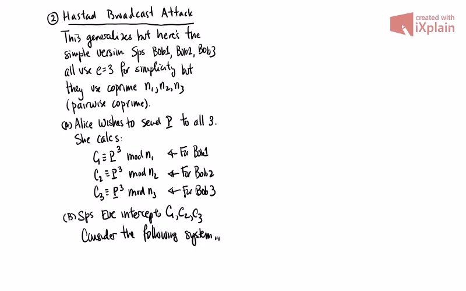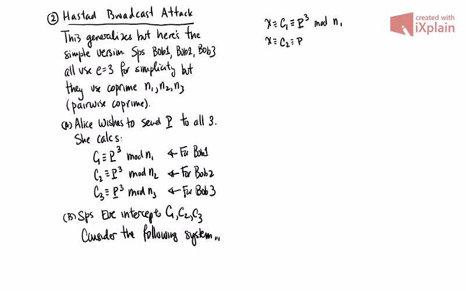So I'll put a variable in here. The system will be x is congruent to C1. Now, let me pause to say this. She knows C1 because she intercepted it. It's also true that C1 is congruent to P cubed mod n1. She doesn't know P, but she knows P cubed because it's the same as C1. That's all right.